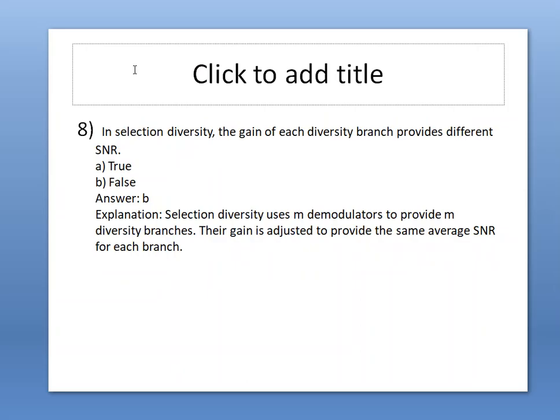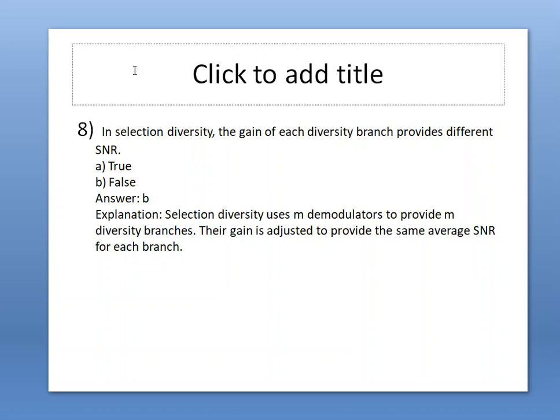In selection diversity, the gain of each diversity branch provides a different SNR. It may be true or false. What is it? Option B, completely false. Why? Because selection diversity uses M demodulators to provide M diversity branches. Their gain is adjustable to provide the same average SNR for each branch. It is not a different SNR, but the same average SNR for each branch. So that's why the answer is B. It provides the same SNR for each and every branch, not a different SNR.